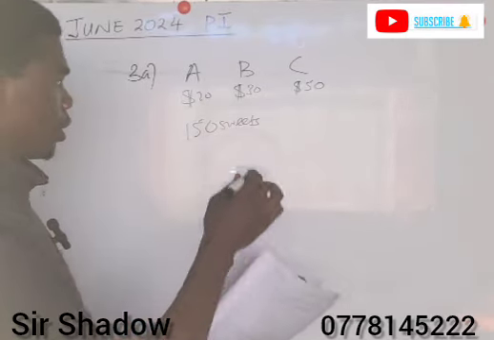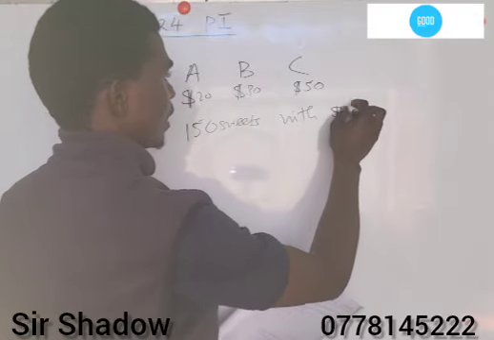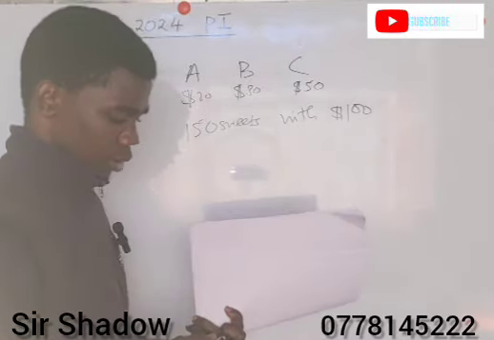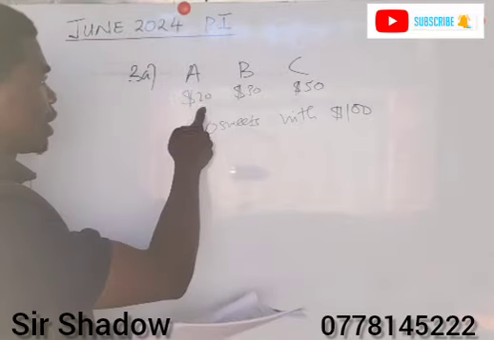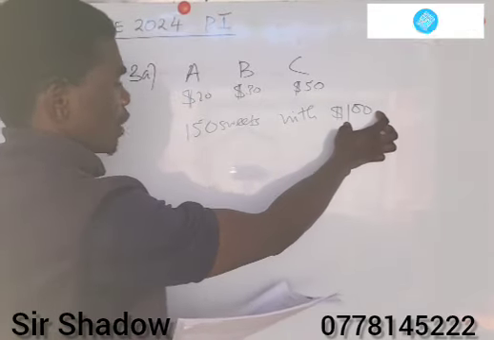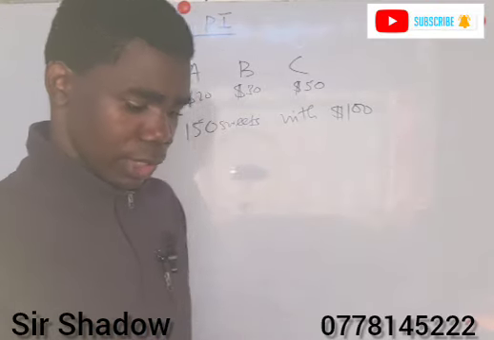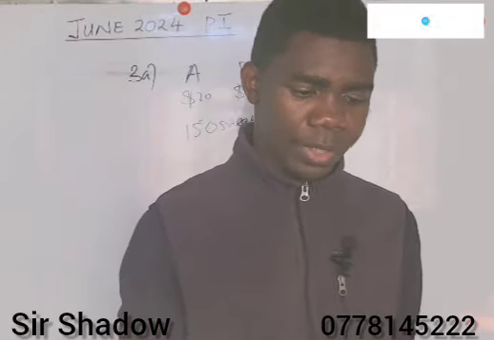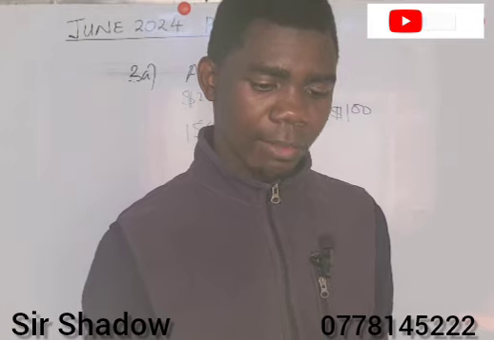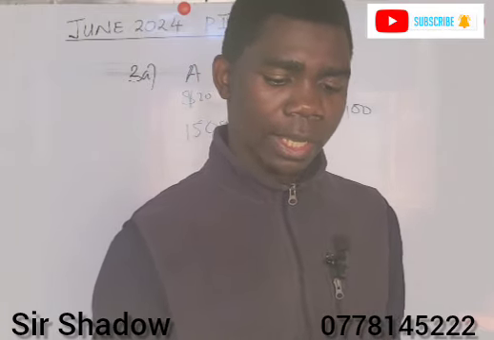150 sweets with $100. With $100, which is 20 plus 30, 50, 50 plus 50, it's 100. So they bought a packet of sweets for $100, 150 sweets. Then the question, part A: write down the ratio of demand they contributed in ascending order in simplest form.